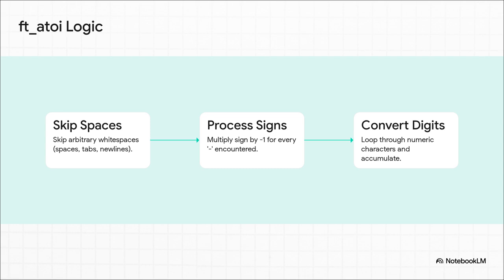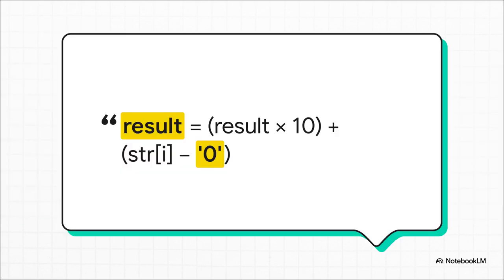Phase 3. Once you finally hit numbers, start parsing the numeric sequence. And remember, the very moment you see a non-digit, you stop entirely. To safely accumulate those ASCII characters back into true integers, you're going to need a very specific mathematical formula inside your loop. Let's break this formula down together.